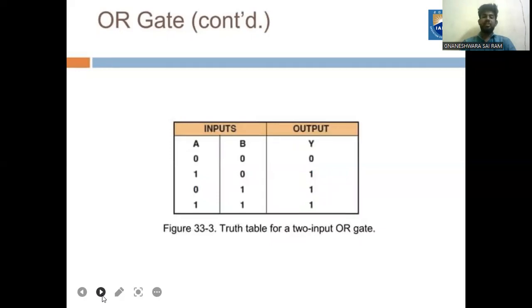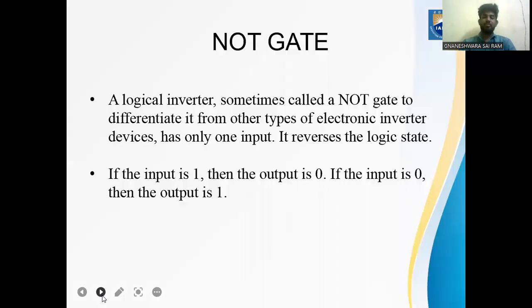If A is equal to 0 and B is equal to 0, the output is 0. If A is equal to 1 and B is equal to 0, the output is 1. If A is equal to 0 and B is equal to 1, the output will be 1. If A is equal to 1 and B is equal to 1, the output will be 1.